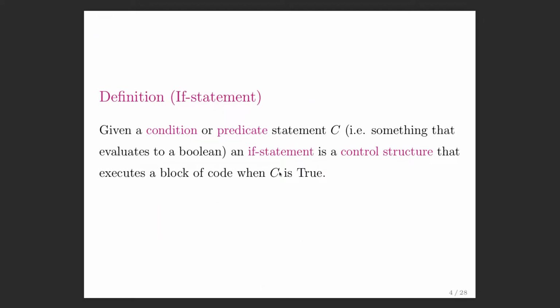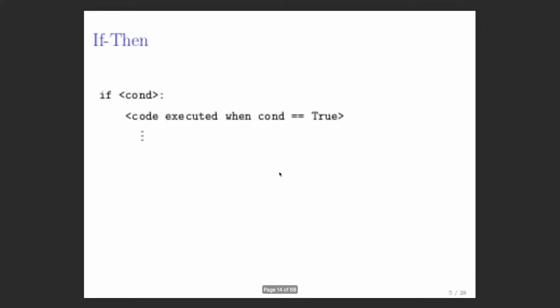More generally, an if statement is given some condition, which is a predicate. Right? That is, give me some statement that evaluates to true or false. Let's call that a condition C. An if statement is a control structure that executes a block of code when C is true. Right? So that's the formal, or formal-ish, definition. I think this is easier to understand through a diagram, so we'll do a diagram after this. First, let me give you the general form in Python.